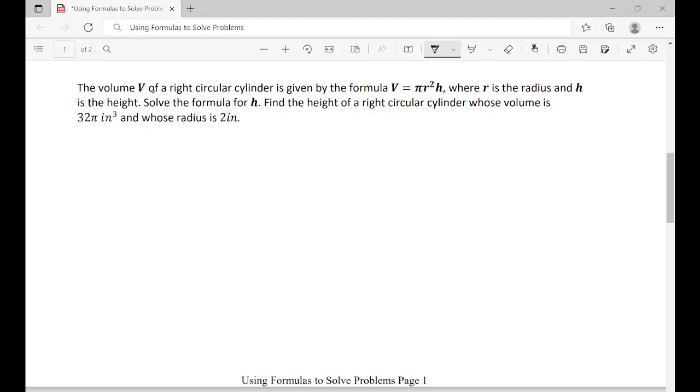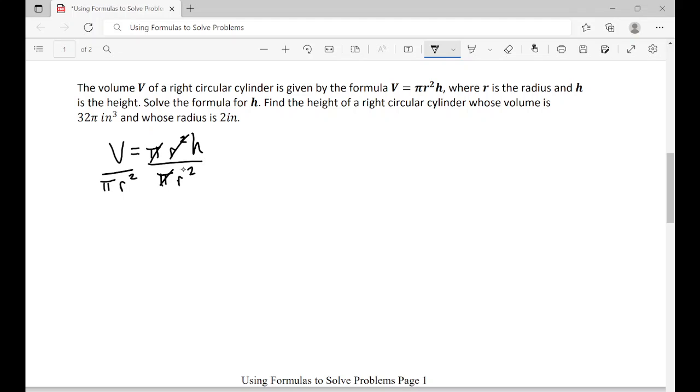Next, the volume V of a right circular cylinder is given by the formula V equals pi r squared h, where r is the radius and h is the height. We are going to solve this formula for h first. So V equals pi r squared h. And since I'm solving for h, and pi r squared is multiplying into h, we can just divide it out on both sides.